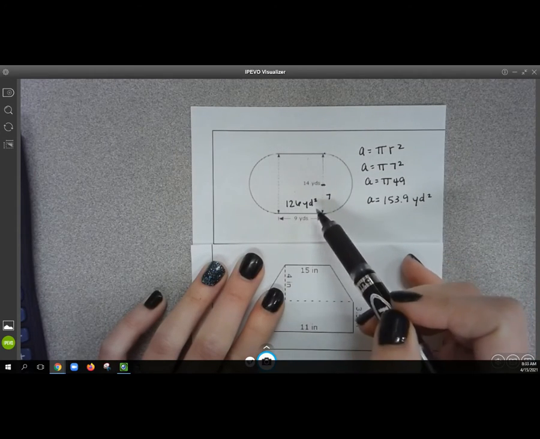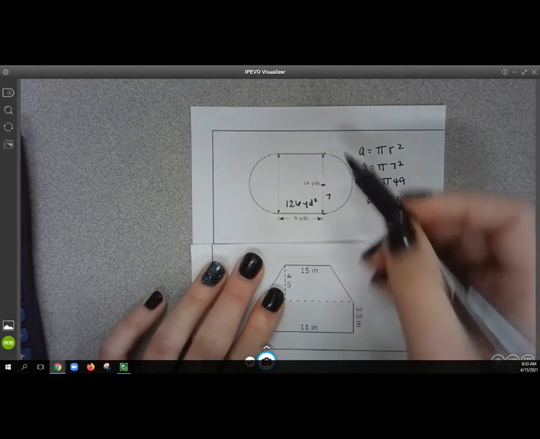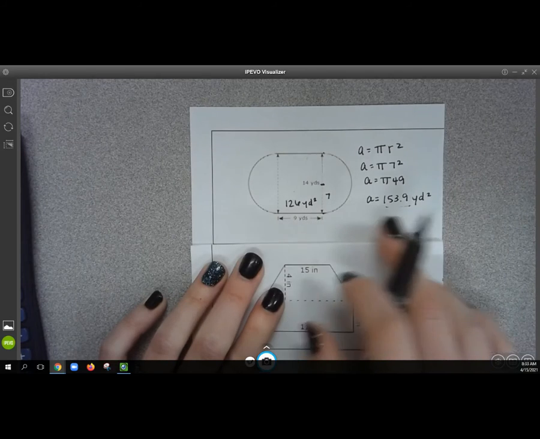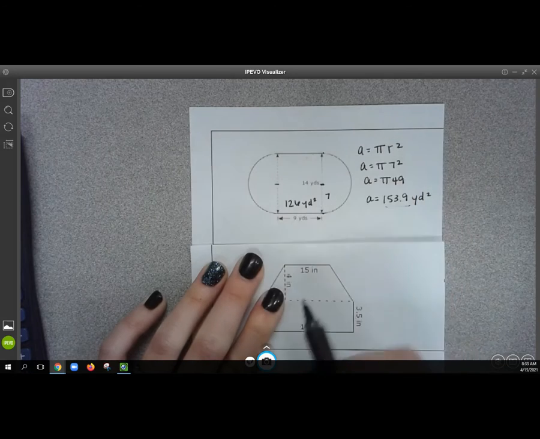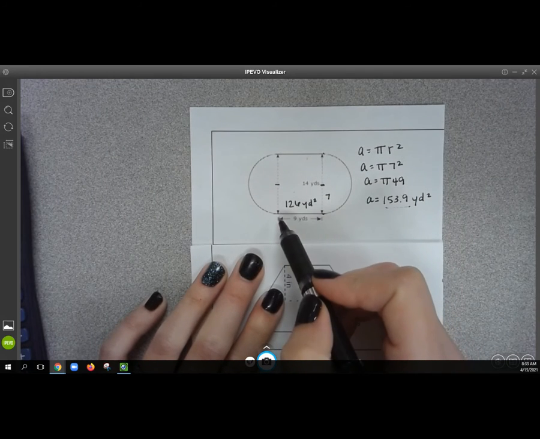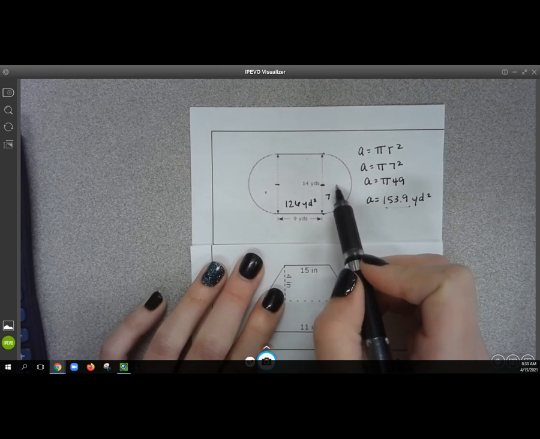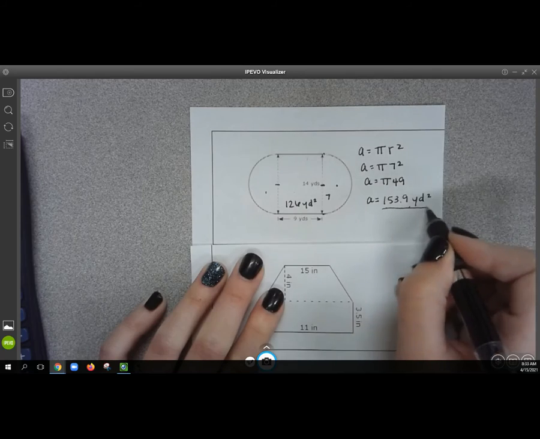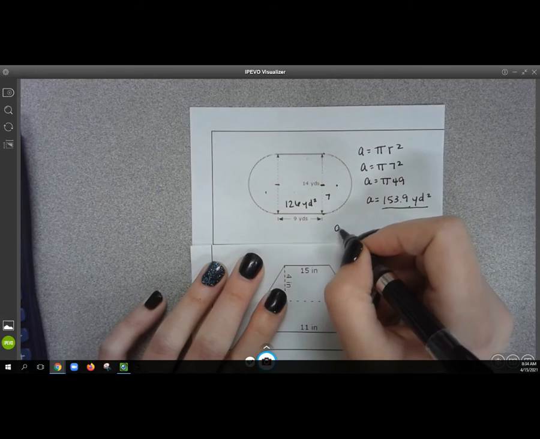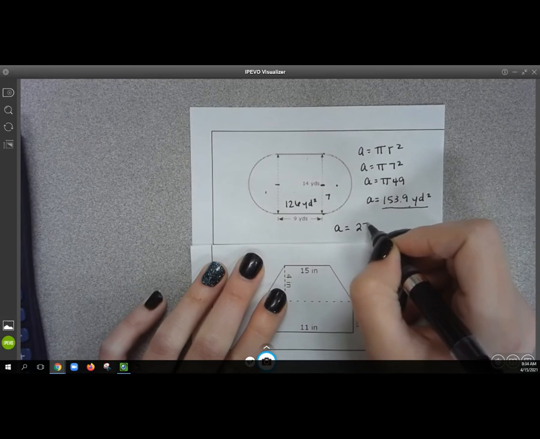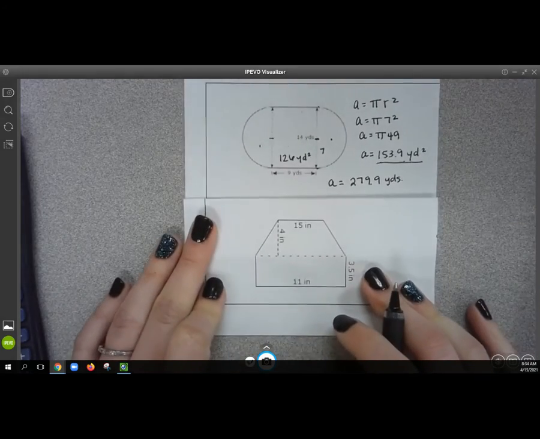Now, that would be if this were a whole circle. This is half of a circle. I'm sorry, I called it a circle. This semicircle would be half of that measurement. But we have a semicircle over here, and it has the same diameter, which means it has the same radius, which means it must have the same area. So this is equal to that. We can add them together and get this area. 2 half circles would make a full circle. We add them together and we get the total area of 279.9 square yards.